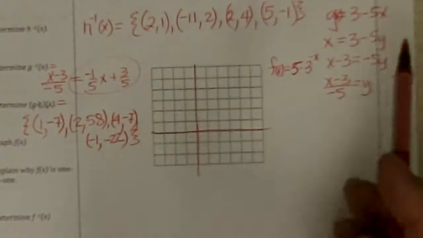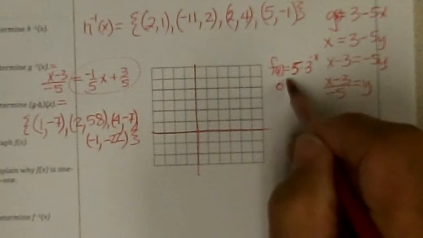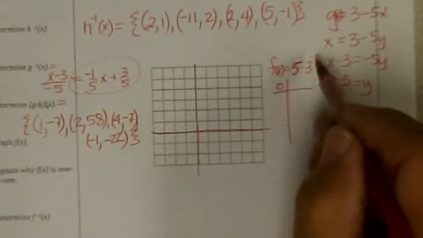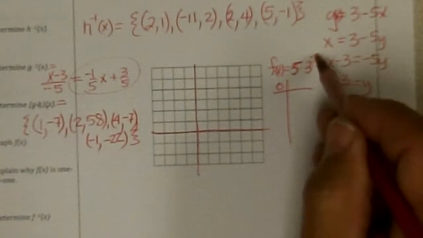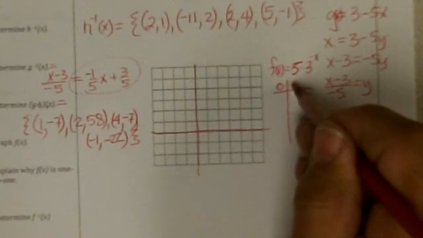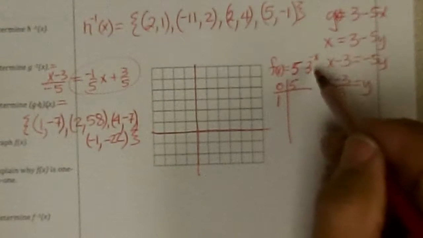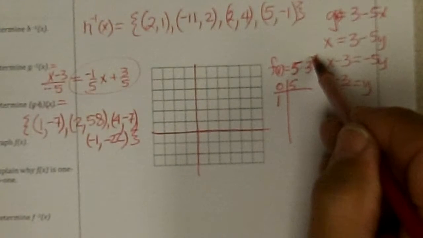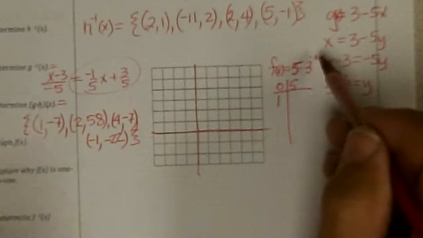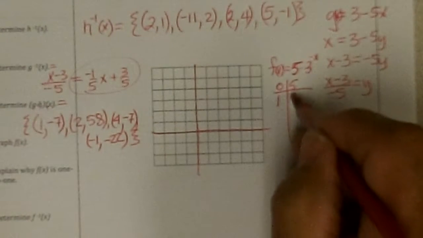if I put in 0, 3 to the negative 0 is 1. 3 to 0 is 1, times 5 is 5. If I put in 1, 3 to the negative 1 is 1/3. It flips the 3 over and makes 1/3, so we get 5/3.